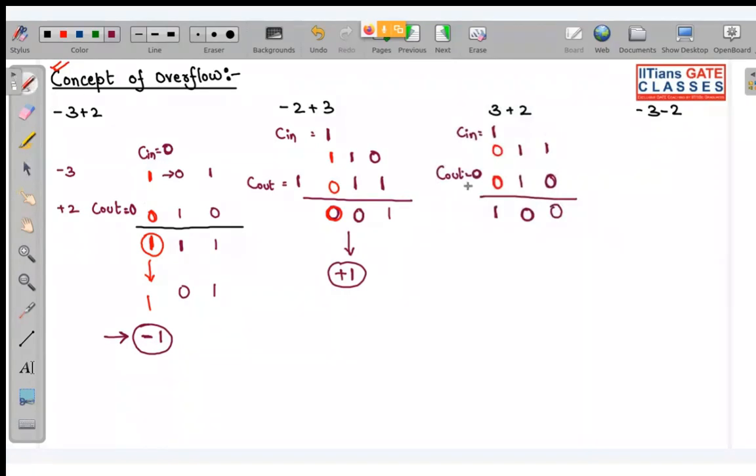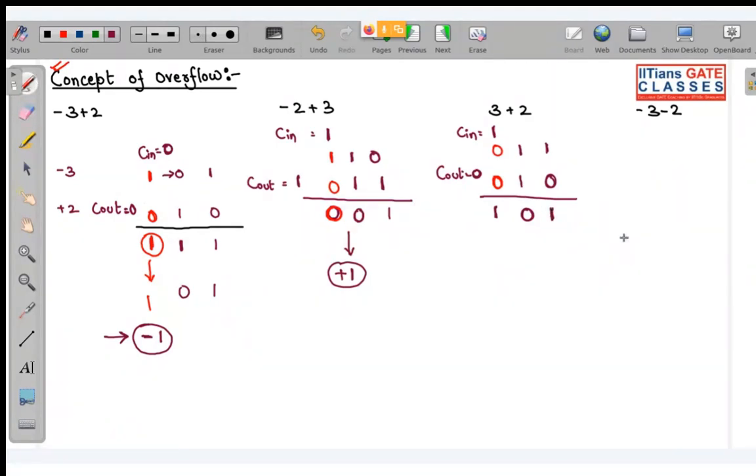So now look at this number. Yes, tell me, any doubt? Yes. Actually, the last bit is 1 here for 3 plus 2. What last bit is 1? Yes, so? No, this least significant bit is 1 in the result. Okay, okay, yes.